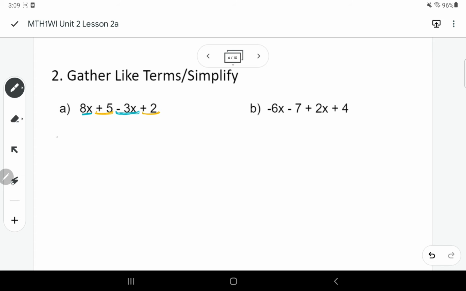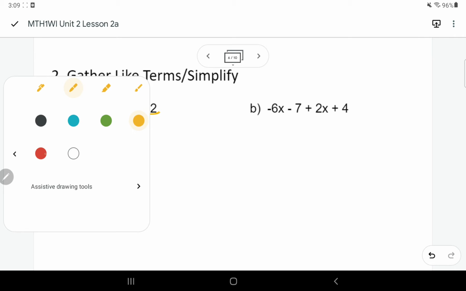So when I add and subtract here, I've got 8x minus 3x. So add or subtract the coefficients, the number parts. 8 minus 3 is 5. Keep the variable and exponent, if there is one, the same. And then the ones I underlined in yellow are just 5 and plus 2. So that'll be plus 7. So the blues turned into 5x and the yellows turned into 7. So I've simplified that. I can't do anything with the 5 and the 7 because they aren't like terms. This 5 having the x attached to it makes it a different type of thing.